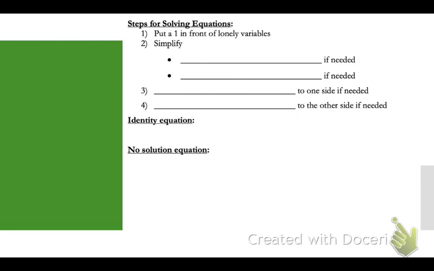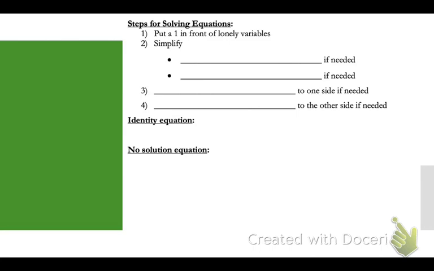Steps for solving equations. If you have a lonely variable, that means a variable that does not have a number multiplying in front of it, put a 1 there, just to remind yourself that there is an understood 1.